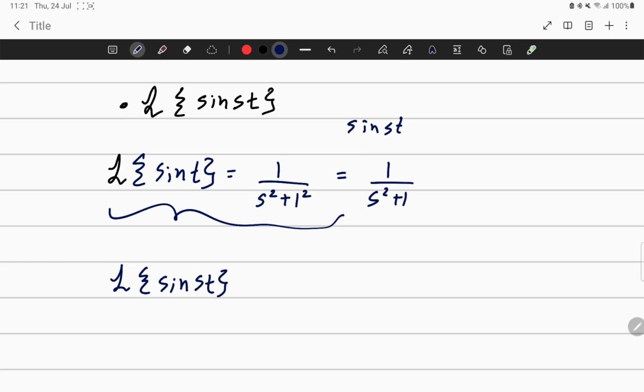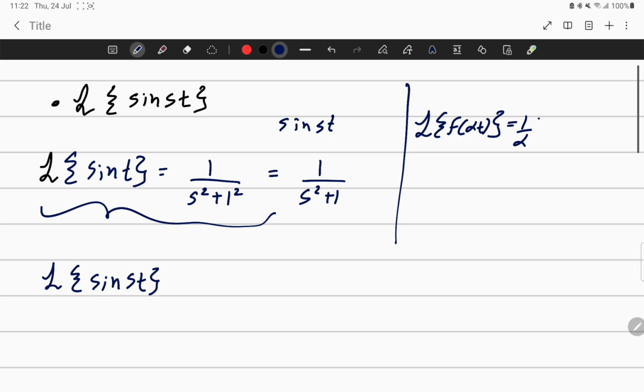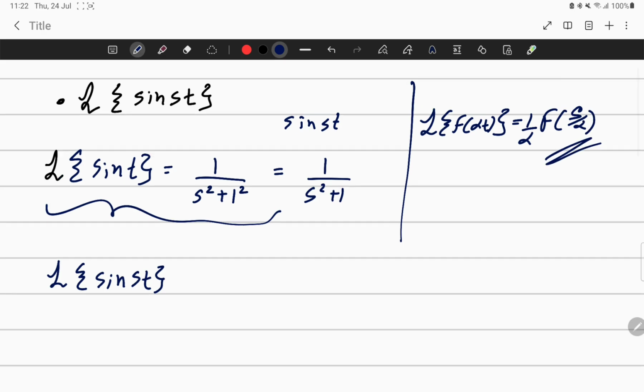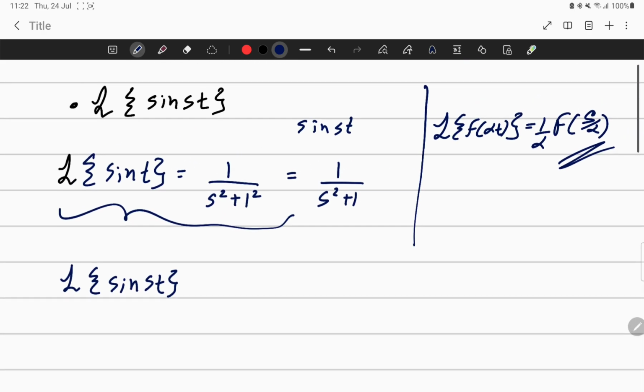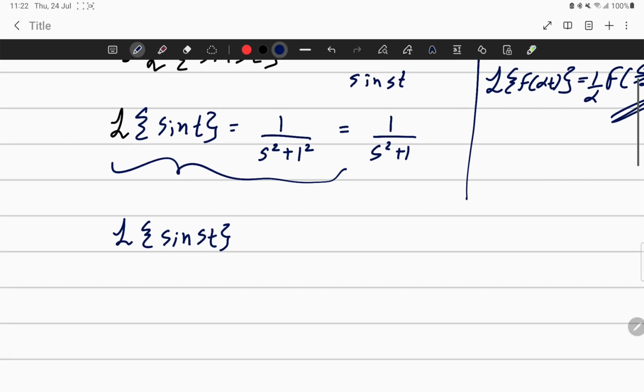So in the last video, I talked about the Laplace transformation of f(alpha t), right? F(alpha t) is 1 over alpha times F(s over alpha). Sorry, it is F(s over alpha). This is the theorem we talked about in the last video.